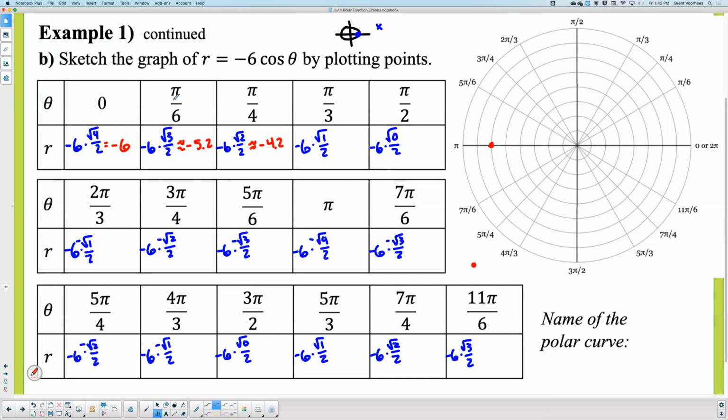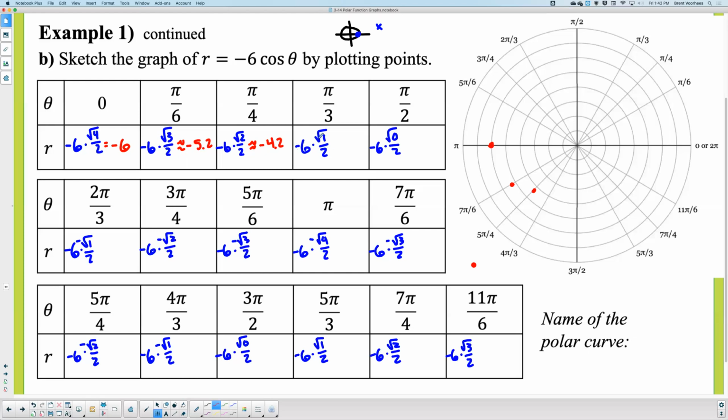So at pi over 6, here's pi over 6. We need to go 5.2 circles the opposite direction. So 1, 2, 3, 4, 5.2. Plot that point about right there. And then at pi over 4, you go 4.2 circles the opposite direction, away from it. 1, 2, 3, 4, 4.2. Let's just say that's about right there. And now these should reduce well.